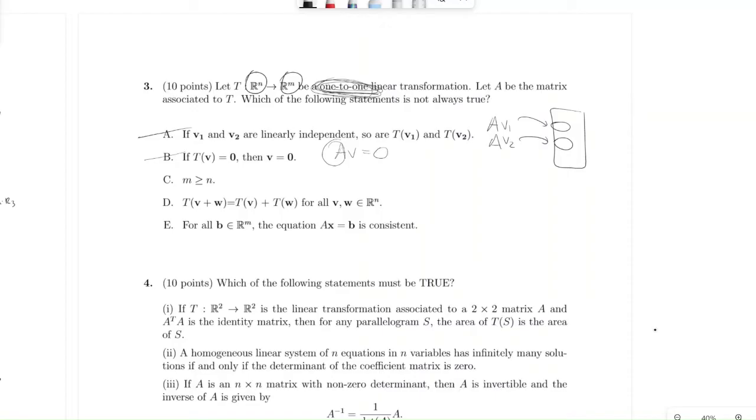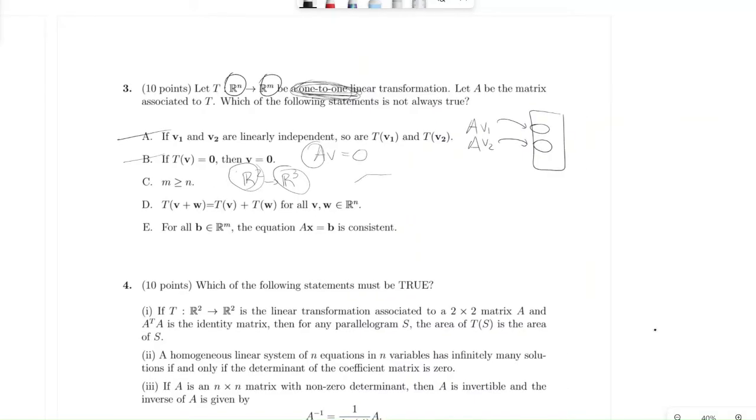So m must be greater than or equal to n. This makes sense if you think about it in terms of geometry. If we're going from R2 to R3, there are more points in R3 than in R2, because of the added dimension. So you can imagine extrapolating all these points or vectors in a plane to some 3D space.